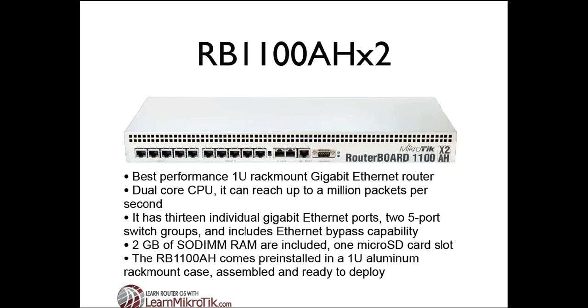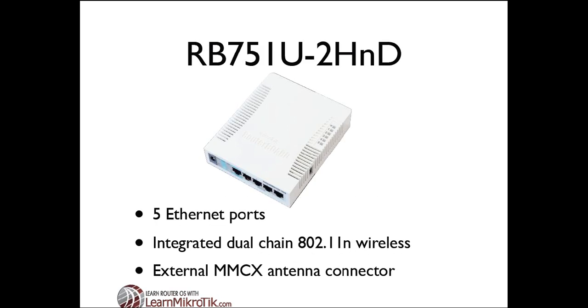The AH means that this device has extra RAM and extra CPU speed, and then the X2 means that it is a dual-core device. So this is the most powerful router that MikroTik has put out so far, and these guys are just flying off the shelves as fast as the vendors can get them because they're so popular and a lot of pent-up demand for this particular device. So I would say this is probably the hottest product that MikroTik has come out with in 2011 so far.